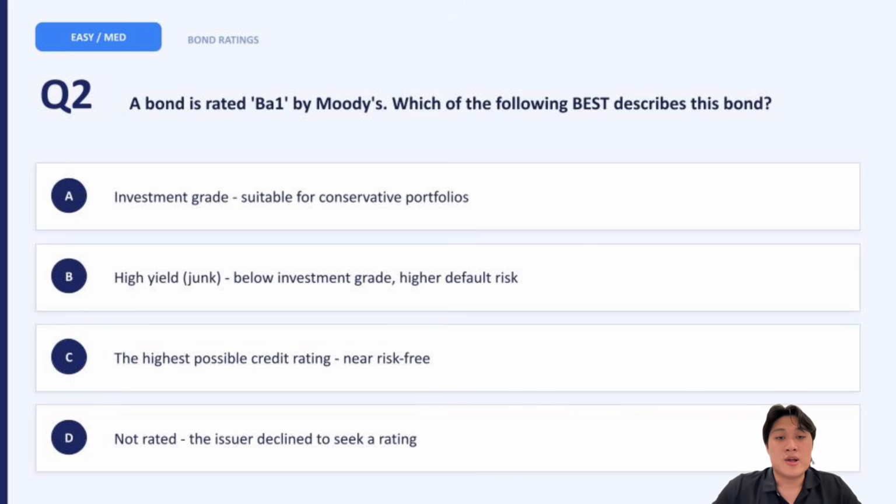Question number 2. A bond is rated Ba1 by Moody's. Which of the following best describes this bond? Is it going to be investment grade? Is it going to be junk bond? Or is it not rated?